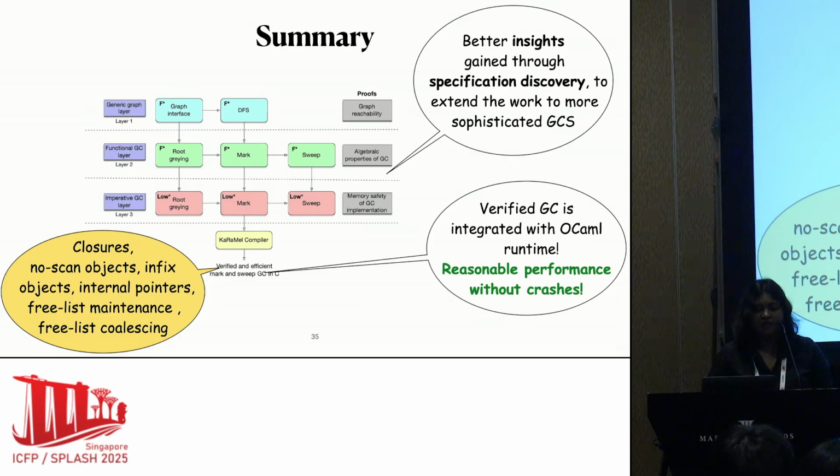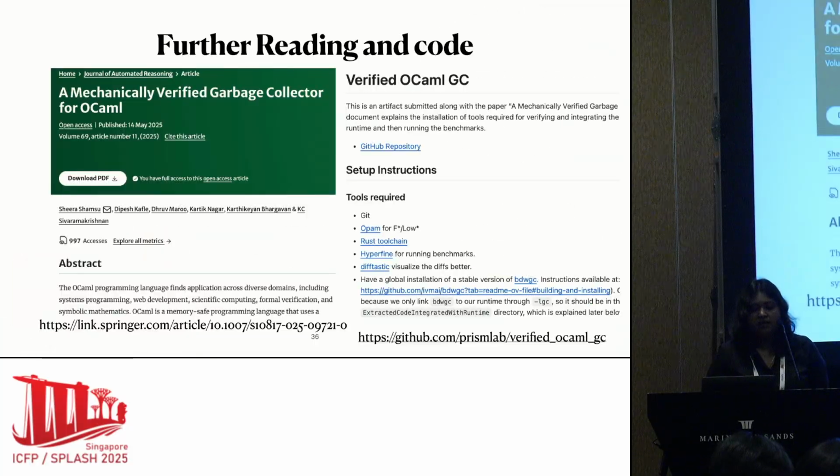So we have implemented enough features to do the drop-in replacement, plus extra features like free list coalescing, free list maintenance, etc. And we have gained better insights through the process of specification discovery, so that we can make it work for more sophisticated GCs. And this is an already published paper in Journal of Automated Reasoning, and I encourage all of the audience to read the paper.